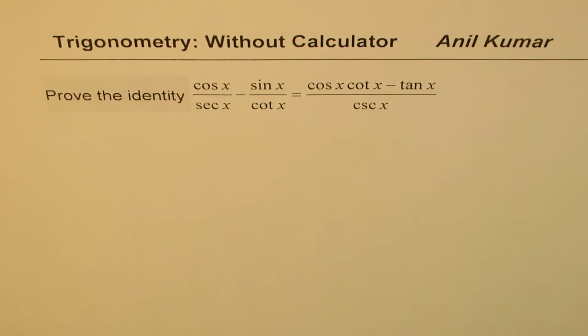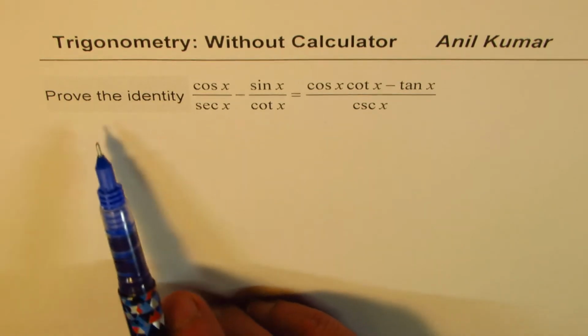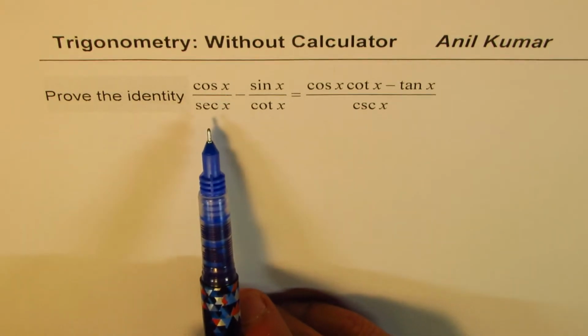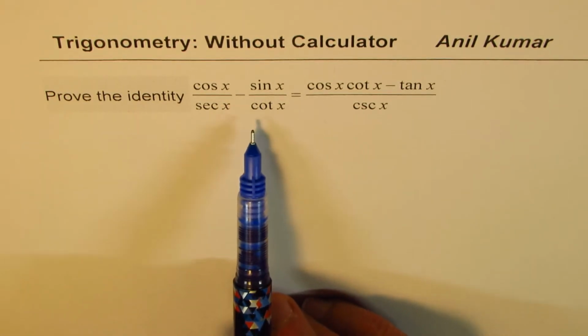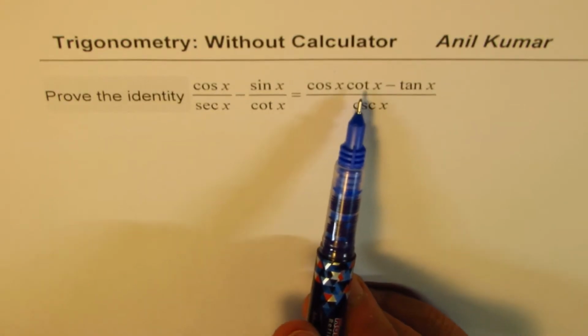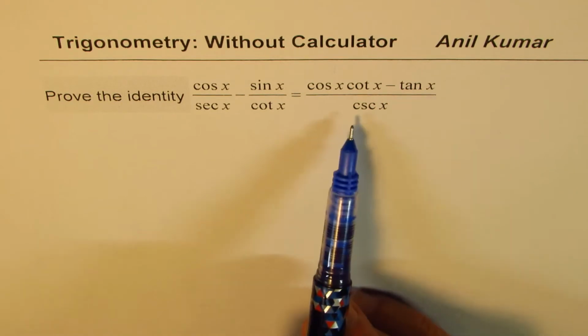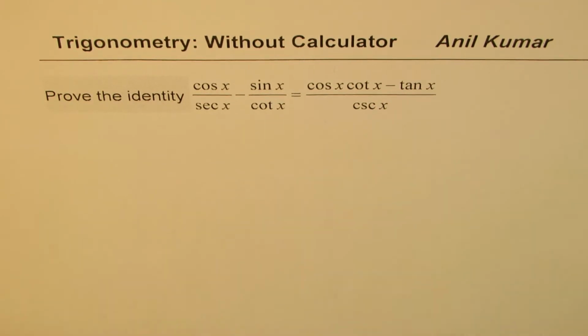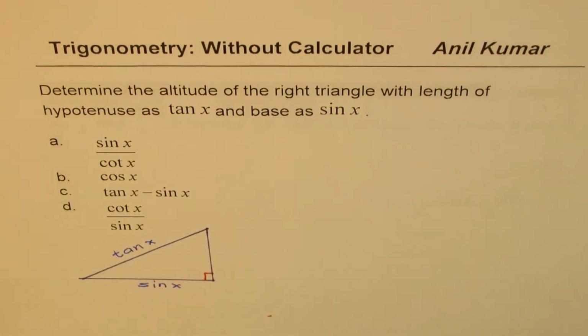Now here is a question also from my subscriber. I added at the end. Prove the identity cos x over secant x minus sin x over cotangent x is equal to cos x cotangent x minus tan x over cosecant x. So I hope you have copied all the questions, try them out, and then look into my suggestion.